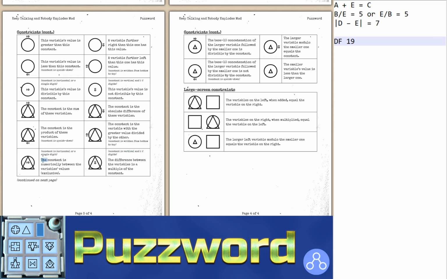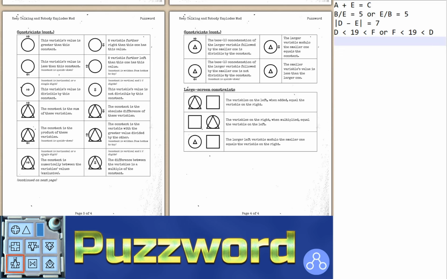The constant is numerically between the variable's values, exclusive. What does this mean? Well, it means that whatever value delta and Foxtrot would have, the 19 is in between them. So it's either like this or like this. Again, we don't know which way around delta and Foxtrot go, but it's one of those two.